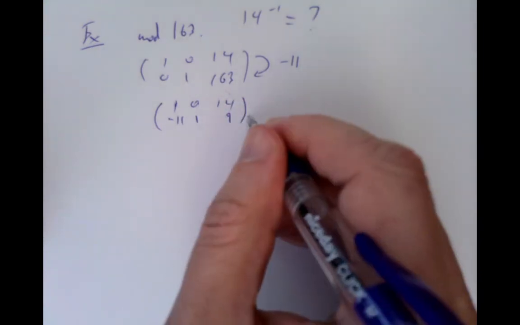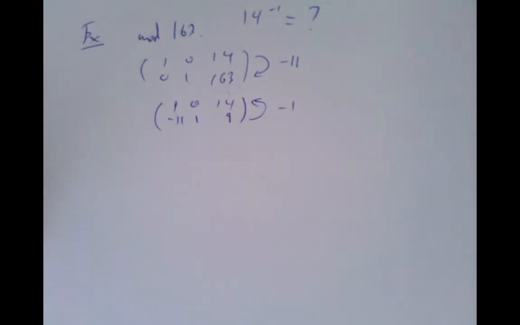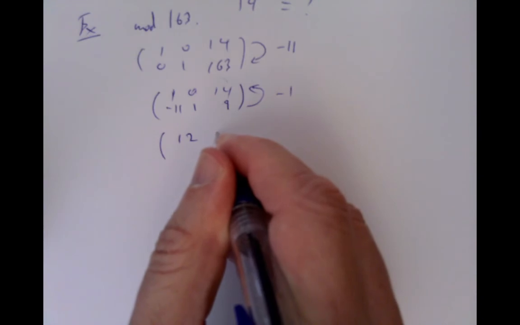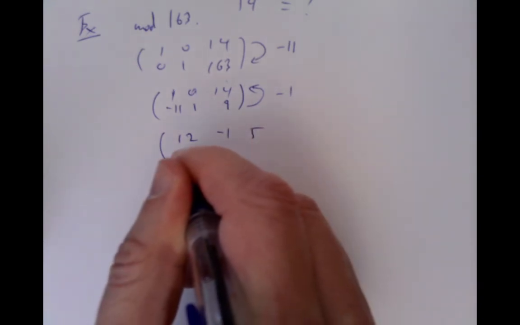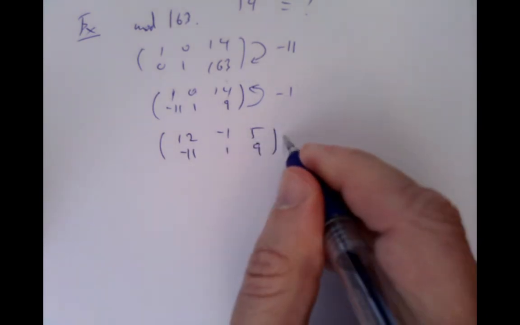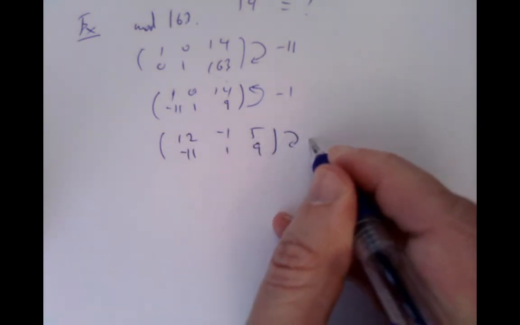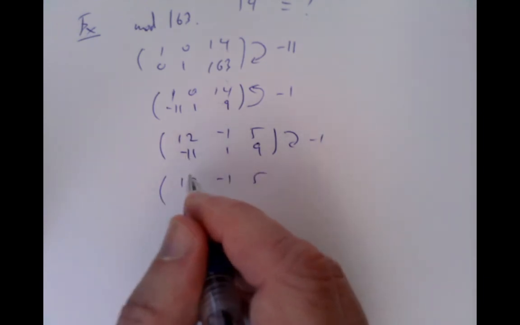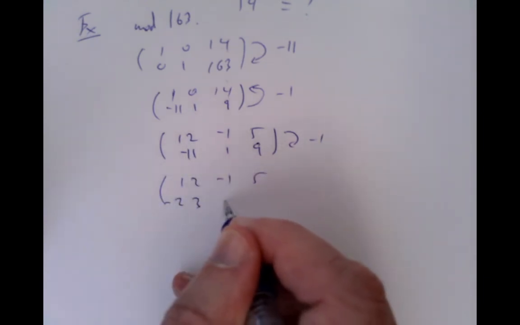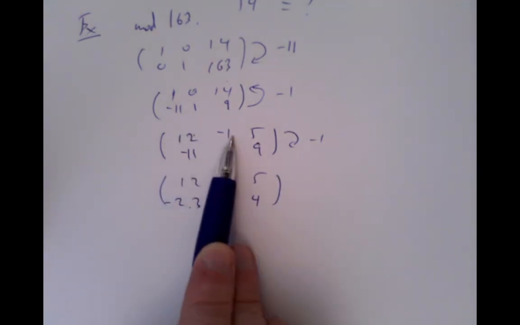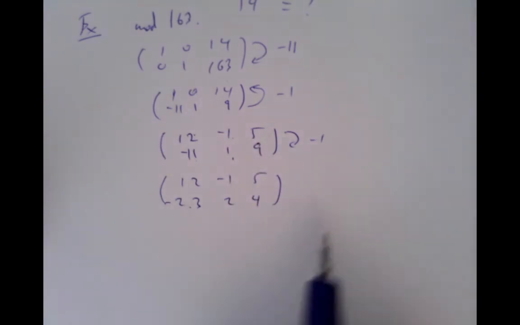And now I can fit a 9 into the 14, so minus 1 of that row to that row, giving me 12 minus 1, 5. And then the second row hasn't changed. And then I can fit 1, 5 into the 9, so minus 1 of those. So I get the same first row, and then the second row is now minus 23, 2, 4. I'll leave you to check the arithmetic. So take minus this to this, minus this to this, minus this to this. I should get these numbers here.